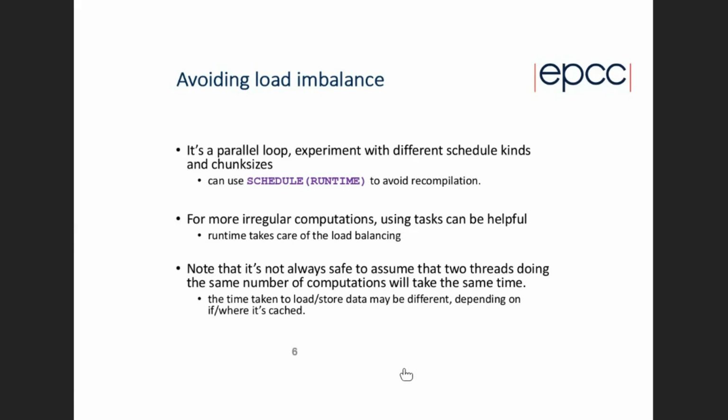If we have very irregular computations, then using tasks can be helpful, because the runtime is then supposed to take care of the load balancing for you. Using OpenMP tasks is basically saying, okay, here's a bunch of independent computations, and the runtime is supposed to schedule them as best as it can for you and take care of the load balancing.